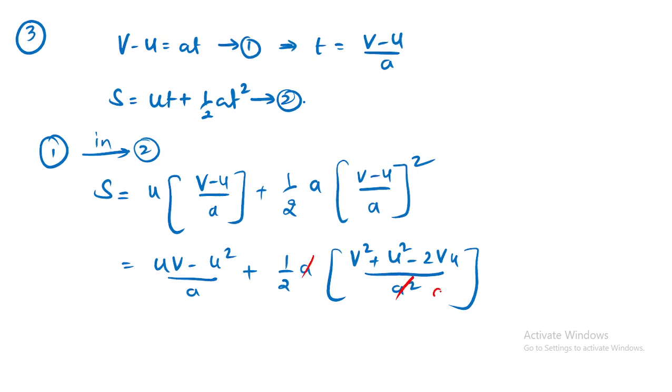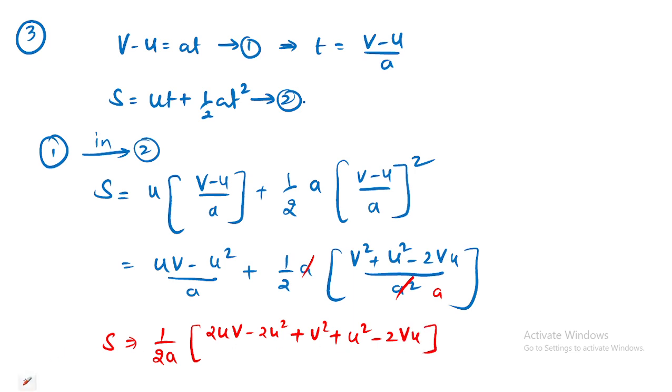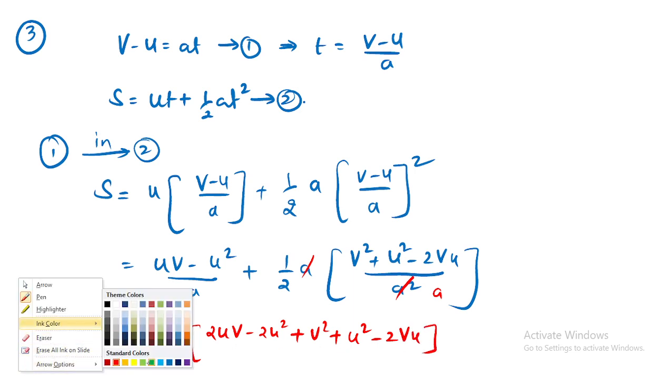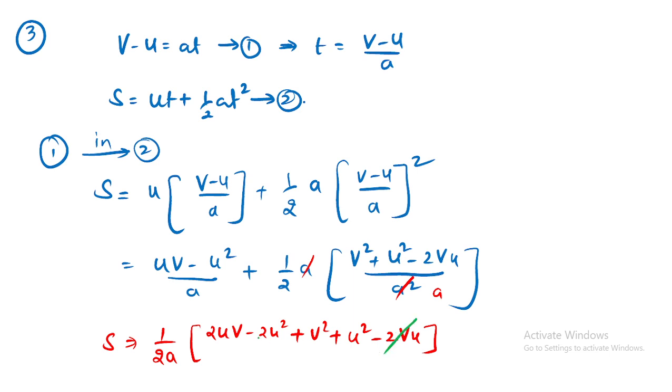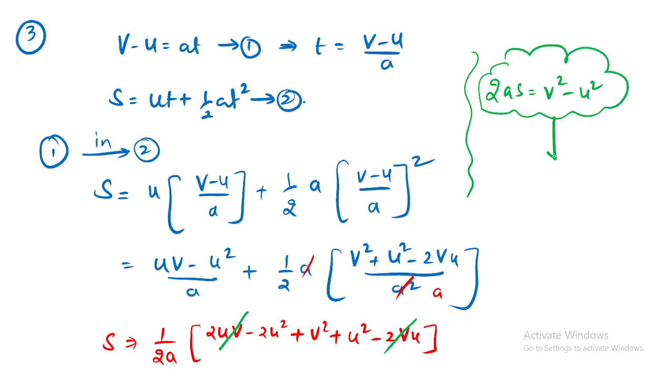This a and this a will cancel one time. From both the sides I will take 2a common. s is equal to what happens here? It is 2uv minus 2u square plus v square plus u square minus 2vu. So from this I can cancel this, and taking 2a to that side, 2as is equal to v square minus u square. That is your famous third equation.